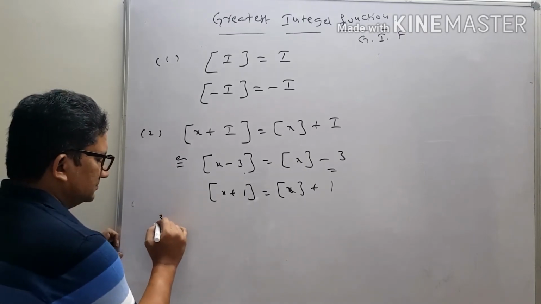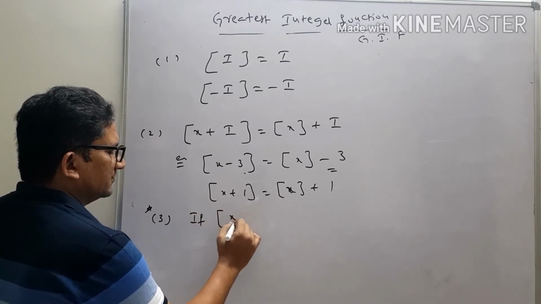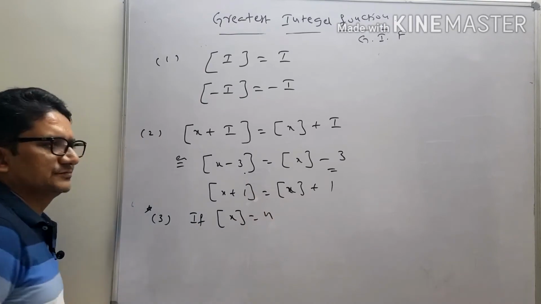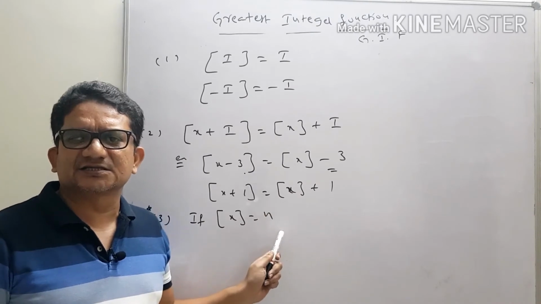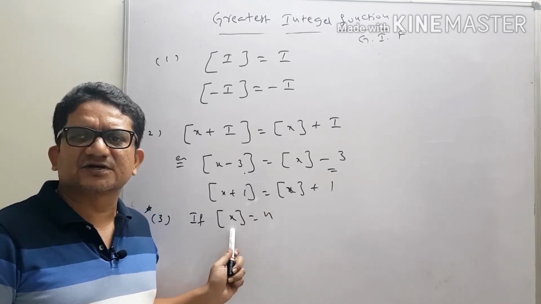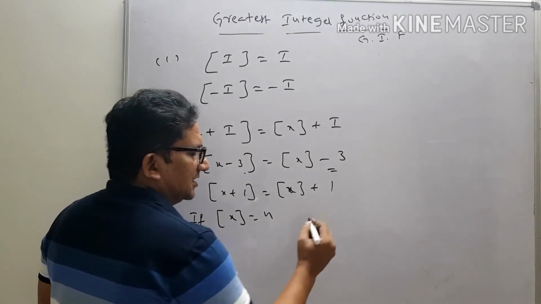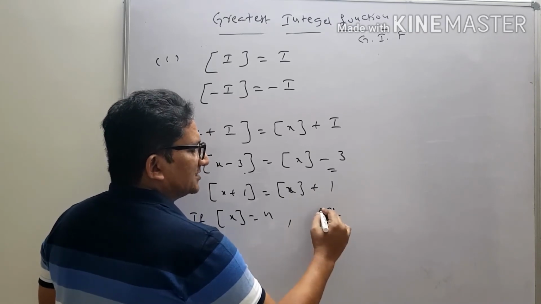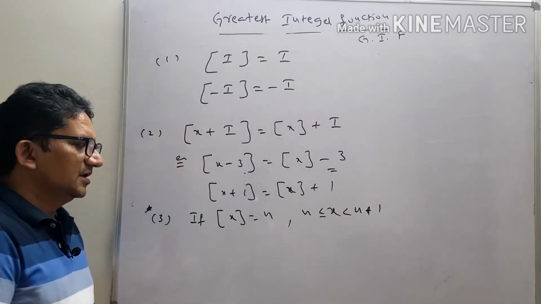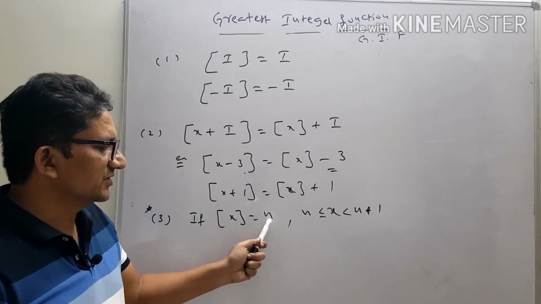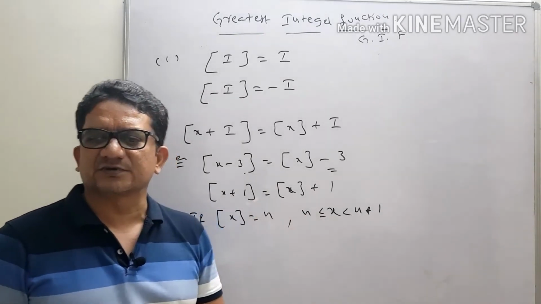Next, the third one, so you can highlight this. If box of x equals n, we know clearly that n is an integer only, because the output of the greatest integer function is always an integer. If box of x equals n, then the value of x lies in between n and n plus 1. This is the property. It is a known fact.